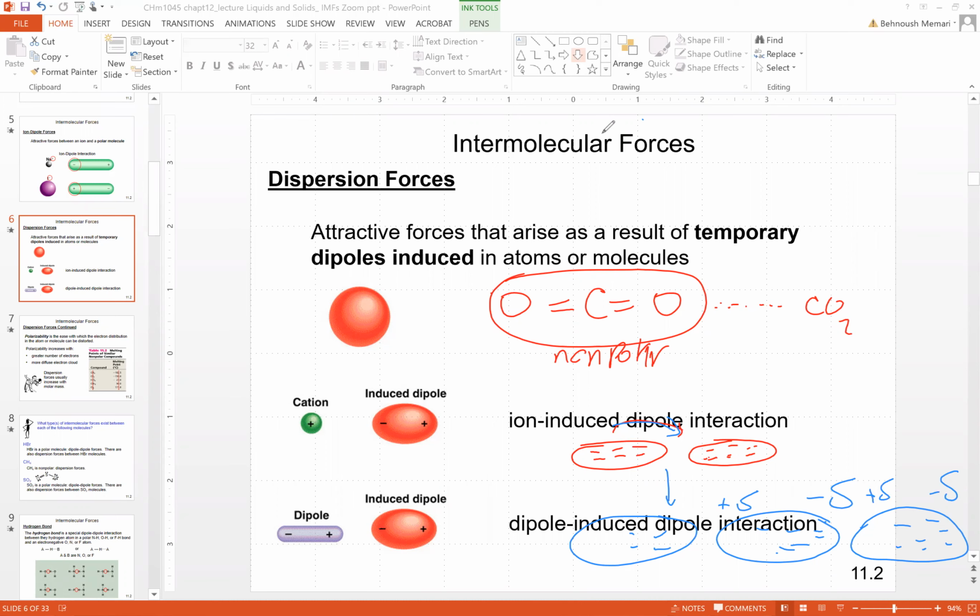Now, when you have the positive and negative, then you get that attraction. Since this was originally non-polar and is now changing to temporarily polar, it means you have a temporary dipole, and that is called dispersion forces. Dispersion forces is for non-polar molecules. Now, if you have two non-polar molecules, like CH4 and C2H6, which one is going to have a stronger dispersion force?